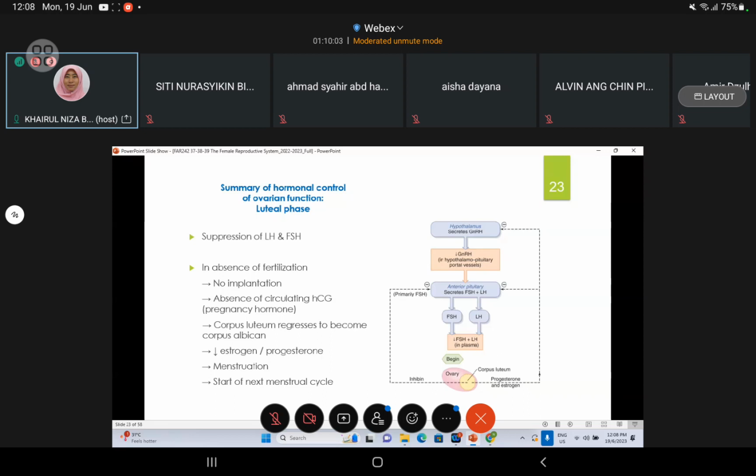So when we have menstruation, it doesn't mean that that is the end of the cycle, but it is actually the beginning of a new cycle. Because at the same time that menstruation occurs, there is the development of new follicles.